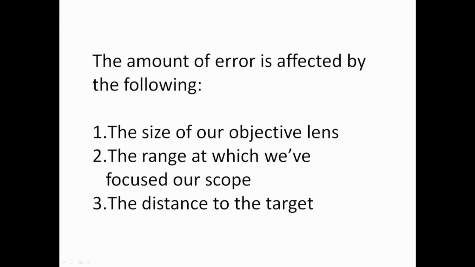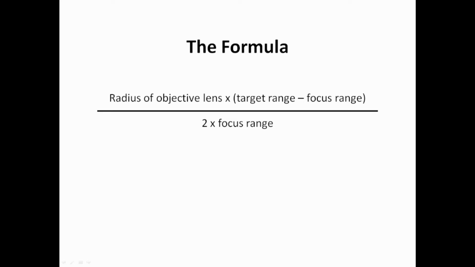We're looking to calculate the maximum possible image shift then. Now, I've already said that the amount of the error is affected by the following: the size of our objective lens, the range at which we've focused our scope, and the distance to the target. So the formula then for calculating the maximum potential image shift is the radius of the objective lens, which is half the diameter, multiplied by the target range minus the focus range, divided by 2 times the focus range.